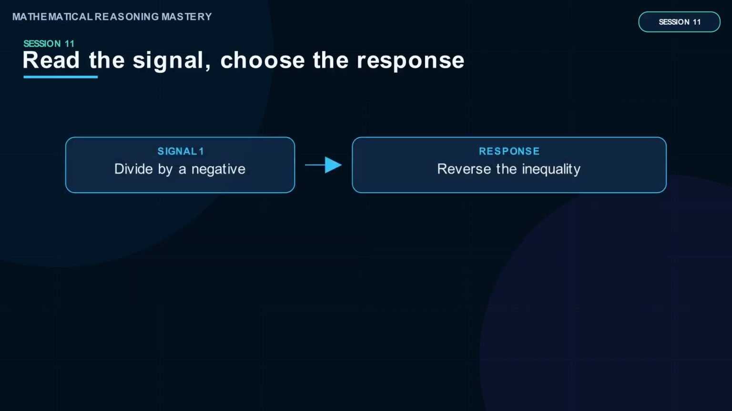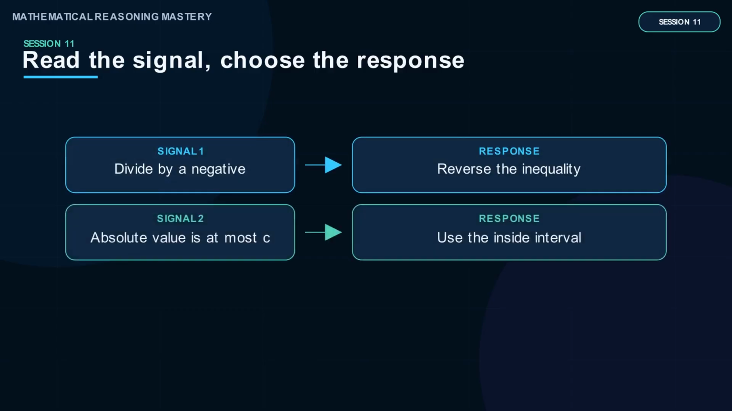Signal 1 is divide by a negative. Respond by remembering: reverse the inequality. Name the response before calculating. Signal 2 is absolute value is at most C. In that case, use the inside interval. The form tells you which tool fits.